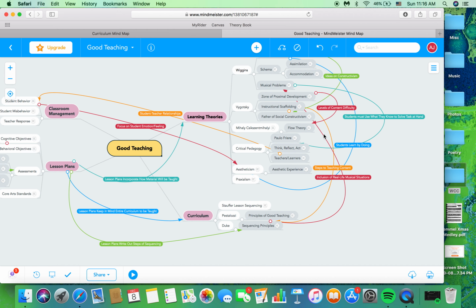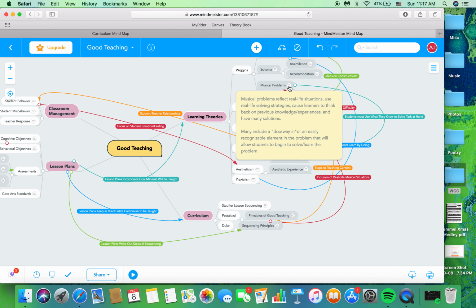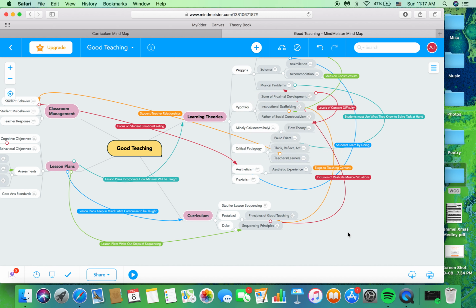I also related musical problems to sequencing and good teaching because they're both introducing topics that cause students to really think about larger topics. Musical problems reflect real life situations, and so they have to use information they already knew, and it's all sequential. They have to look at the steps at hand. They have to come up with a formulated answer, think about if it's correct. It's all just sequencing information and stacking it on top of each other. So that's why I said that sequencing and musical problems are related. I wrote here they include real-life musical situations, but it goes a little bit beyond that.